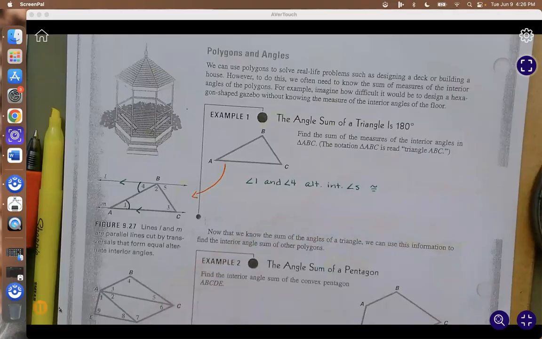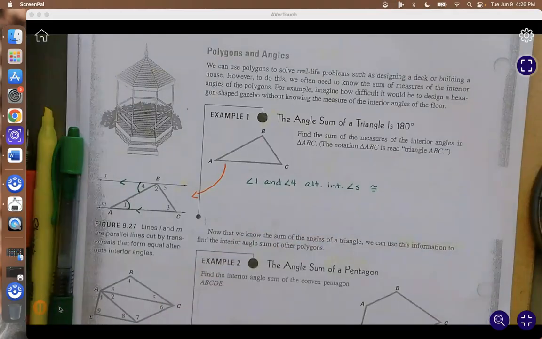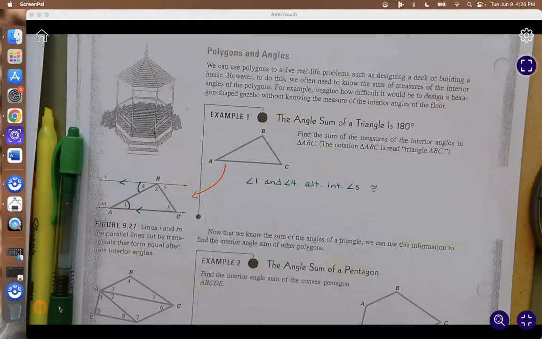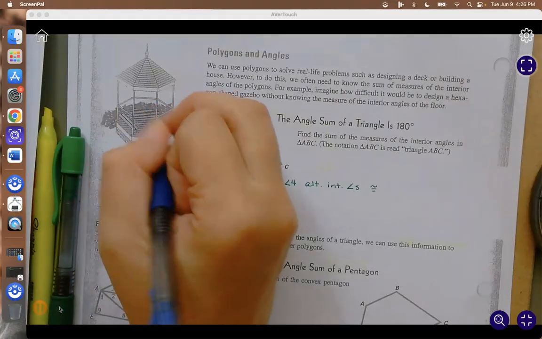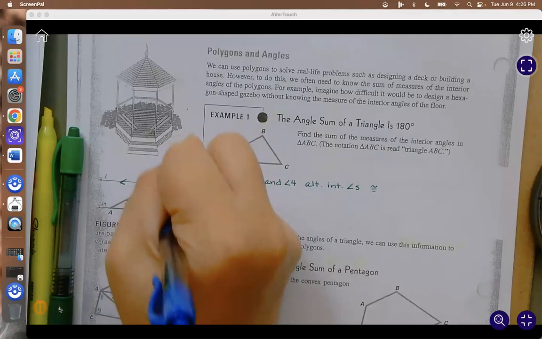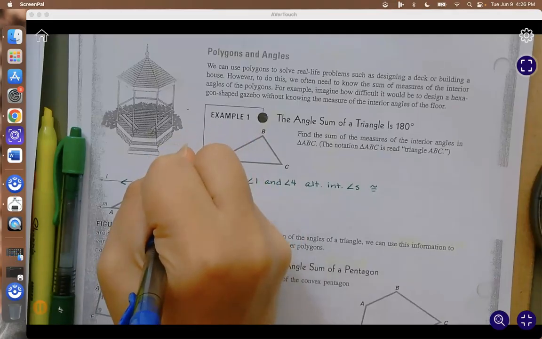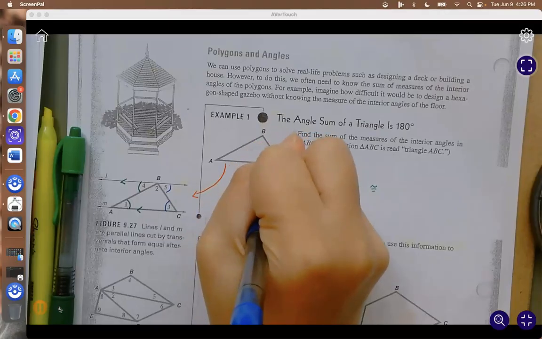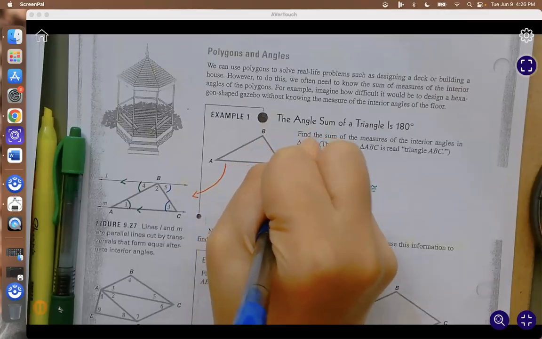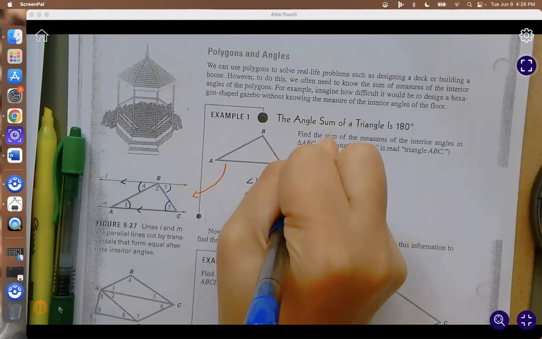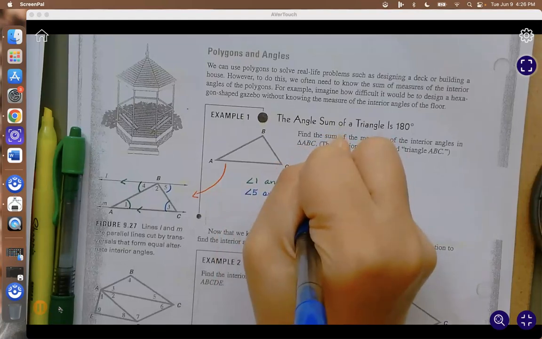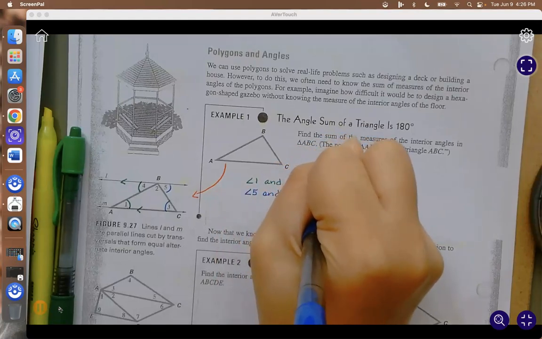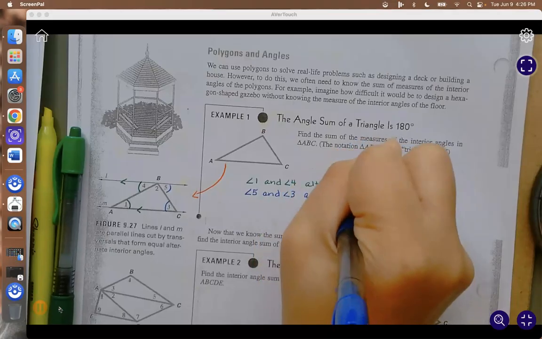Remember, that's the symbol for congruent. That means that they're equal. Okay, let's go to a different set of angles. Using that same philosophy, 5 and 3 are equal. Angle 5 and angle 3 are equal because they're alternate interior angles.